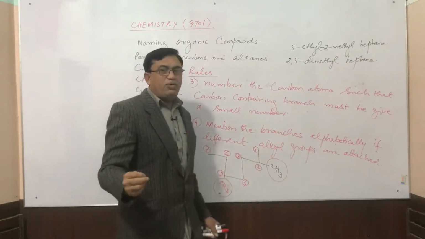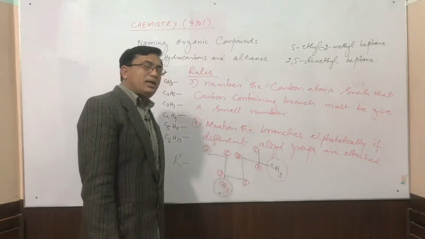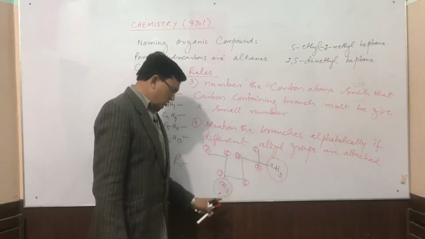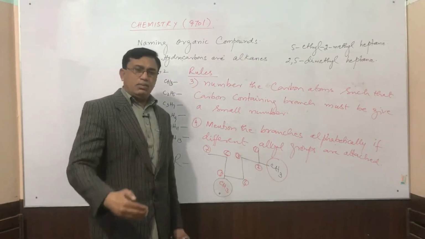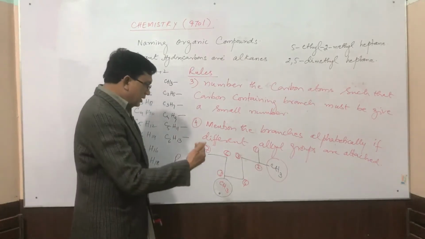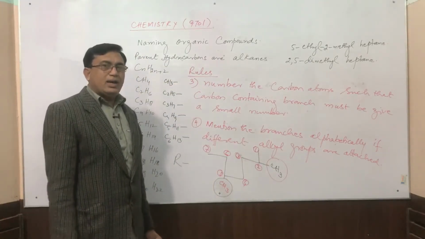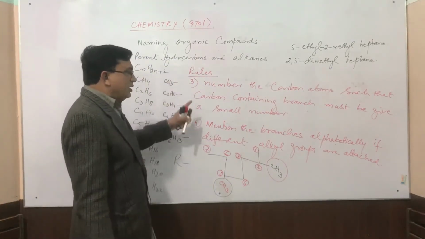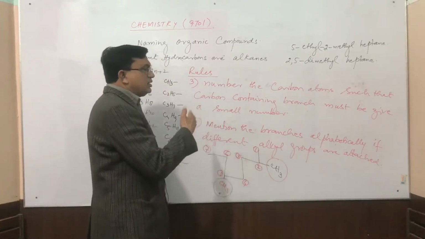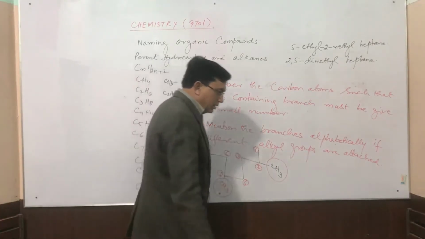If the same type of alkyl groups are present, then the prefixes di, tri, tetra, penta can be utilized to mention the total number along with the numbers of the carbon atoms to which these are attached. In this manner, we can name an organic compound easily. These are the certain rules. We can easily name the organic compound in this manner.